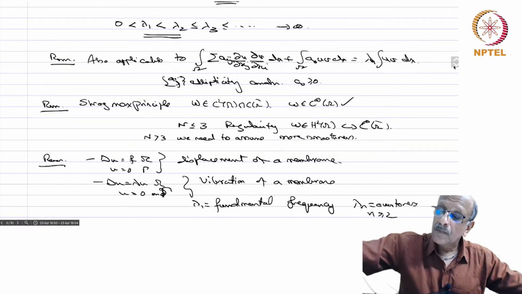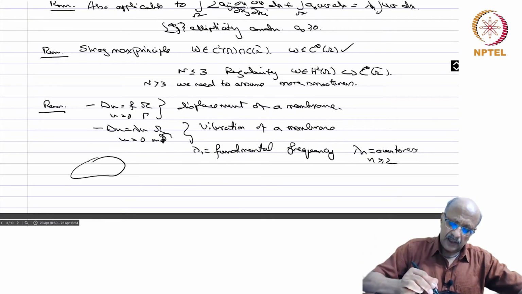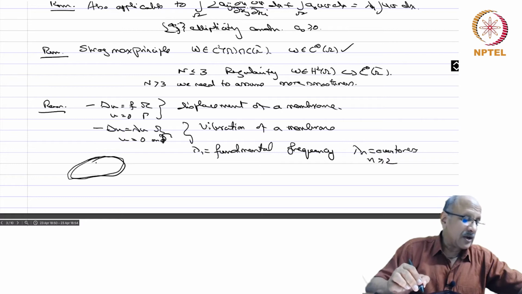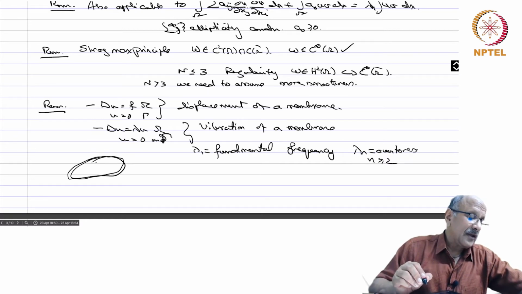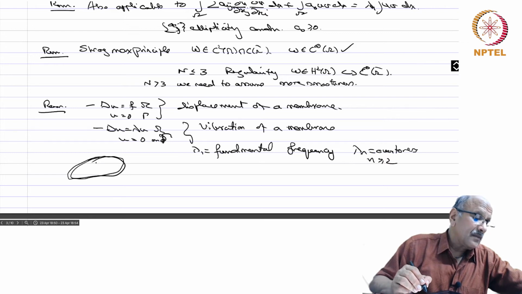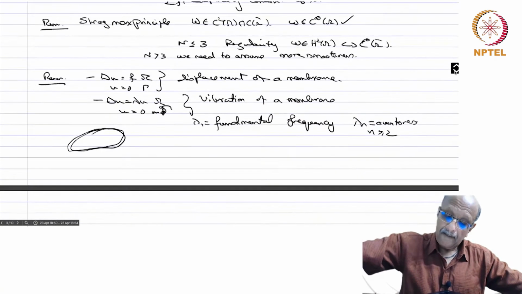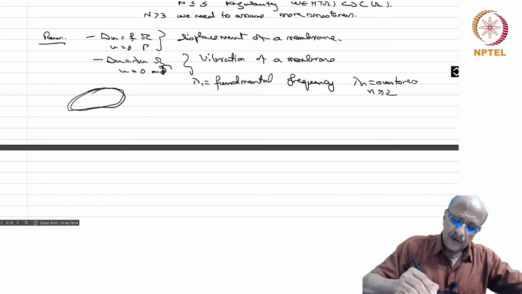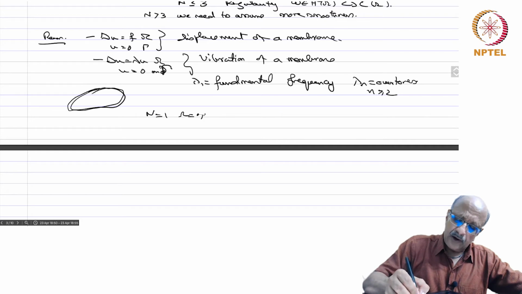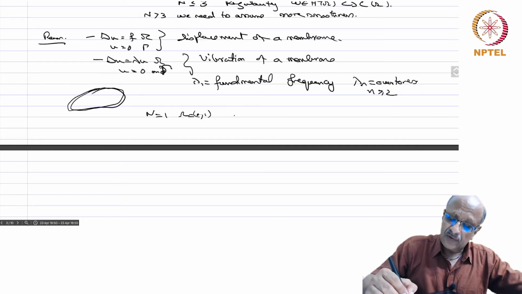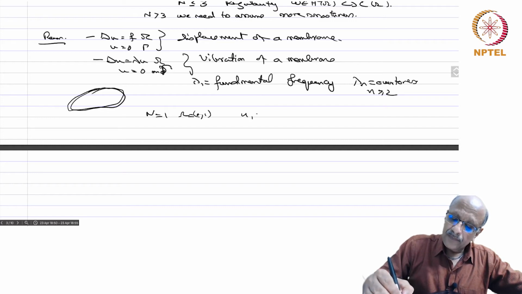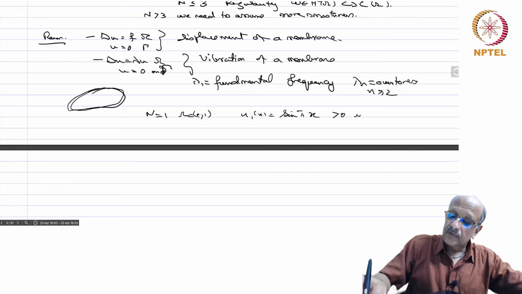Okay, so if you have a drum, what is a drum? It's a membrane which is stretched over a frame, and then you beat this membrane, then the vibration will be given by this thing. So if you look at n equals 1, omega equals (0,1), of course here all the eigenvalues are simple, and you have u1 of x is sine pi x, which is of course strictly positive in (0,1).